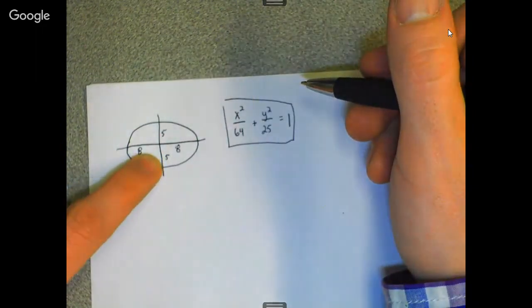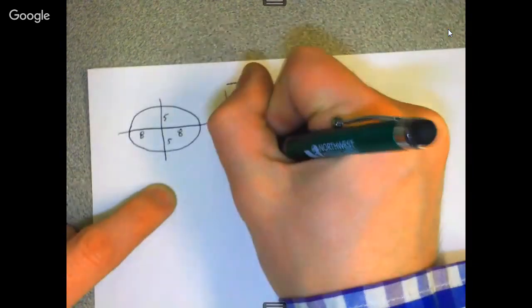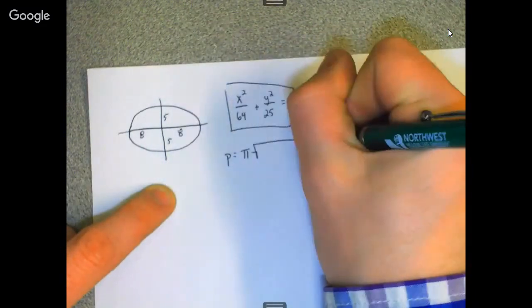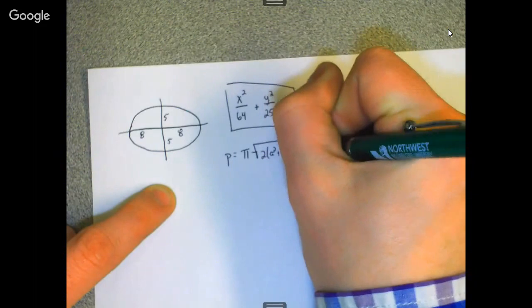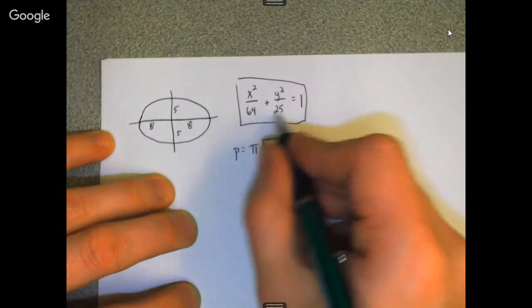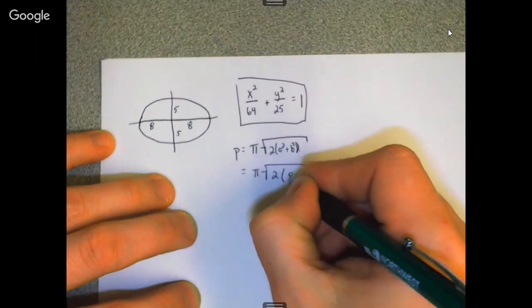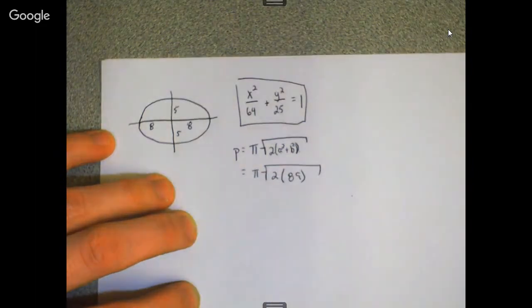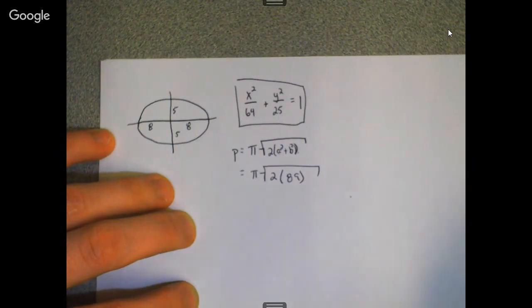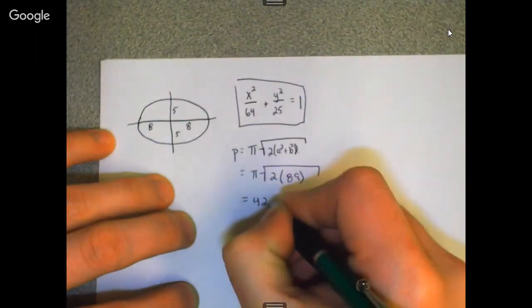It says approximate the distance the elliptical travels in one revolution. So you need the perimeter of this. The perimeter is estimated by this equation. Okay, so we'll just put in a squared and b squared, which are these two numbers. So you get pi radical 2 times 89. So then we get 41.91, which is about 42 inches.